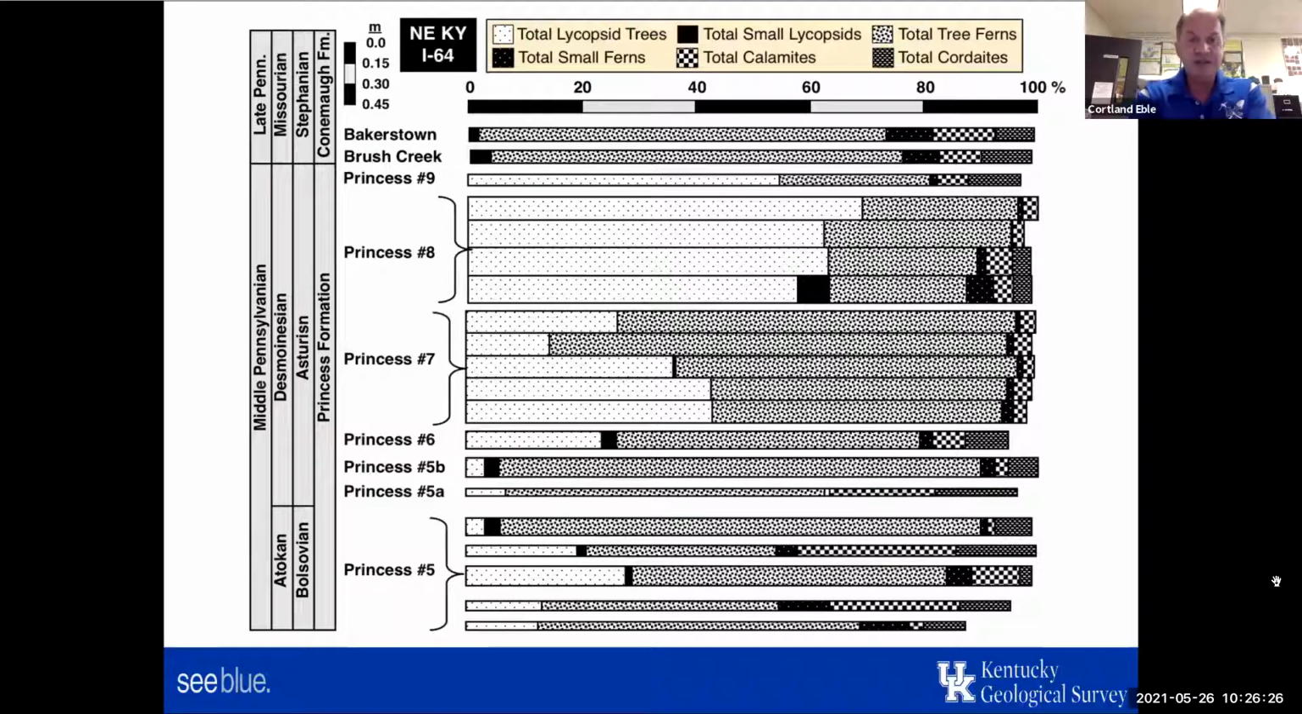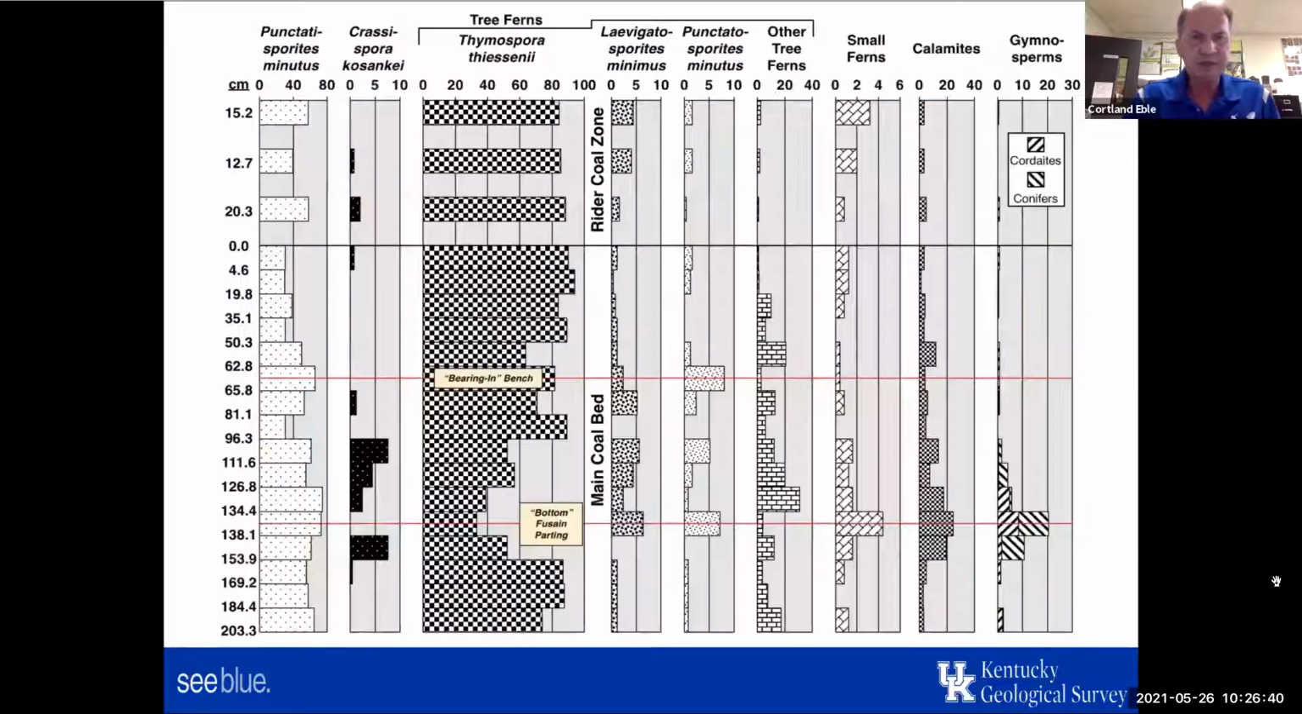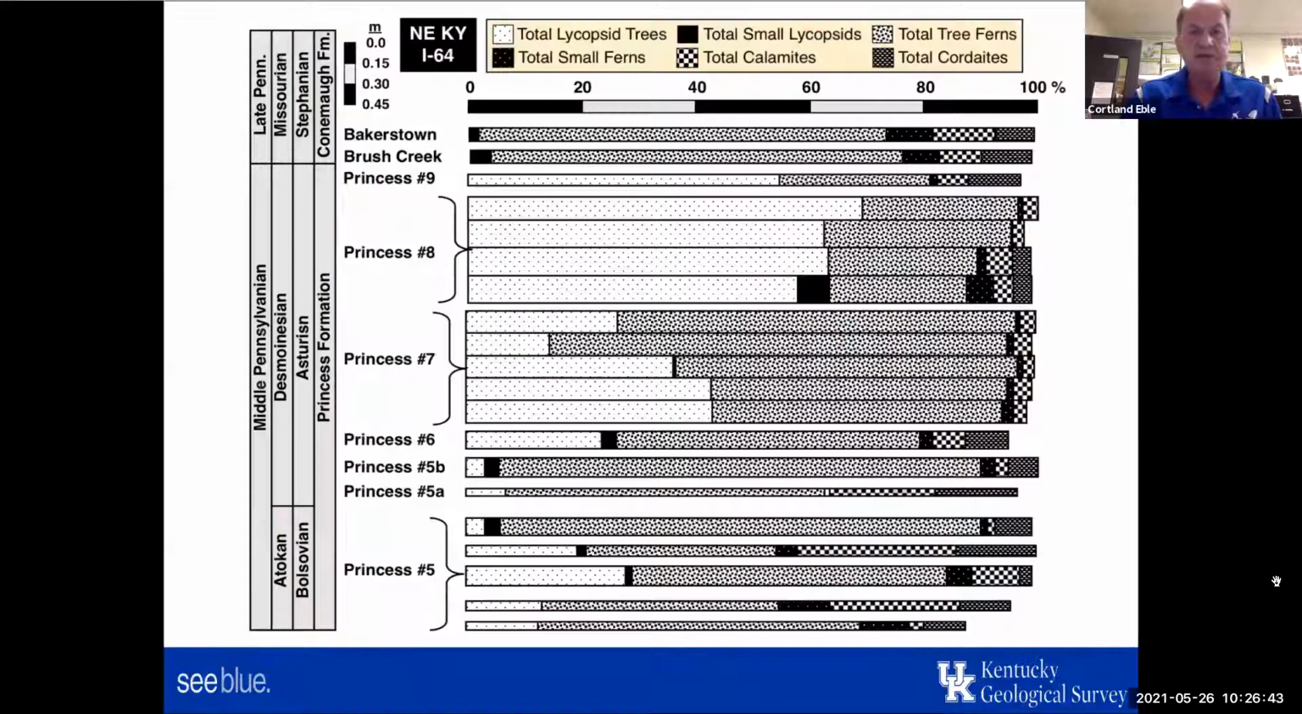And that's just the top of that section. Here, at the break between the Pennsylvanian Princess and Conemaugh formations, the Princess 9 is the last. Next slide. Oh, the previous slide, I'm sorry. Yeah, okay. Where you see Brush Creek and Bakerstown at the top, that's where we lose all of our lycopods. So your Moscovian, Kasimovian boundary is between the Princess 9 and the Brush Creek. And the rest of the slides are going to be all above this. So next slide.